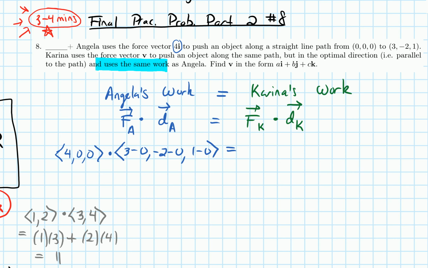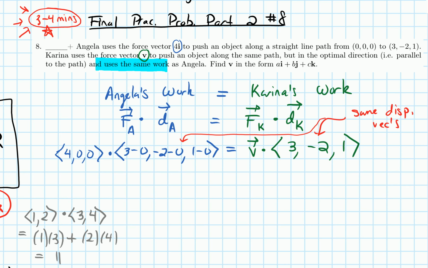Okay, so on the other side, this is equal to Karina's force vector. We're calling that V. So I'll just write V here. And the problem says she's pushing the object along the same path. So she should have the same displacement vector. So if I simplify that now, it's 3, comma, negative 2, comma, 1. She's got the same displacement vector. The problem told us that. So that's why this and this are the same.